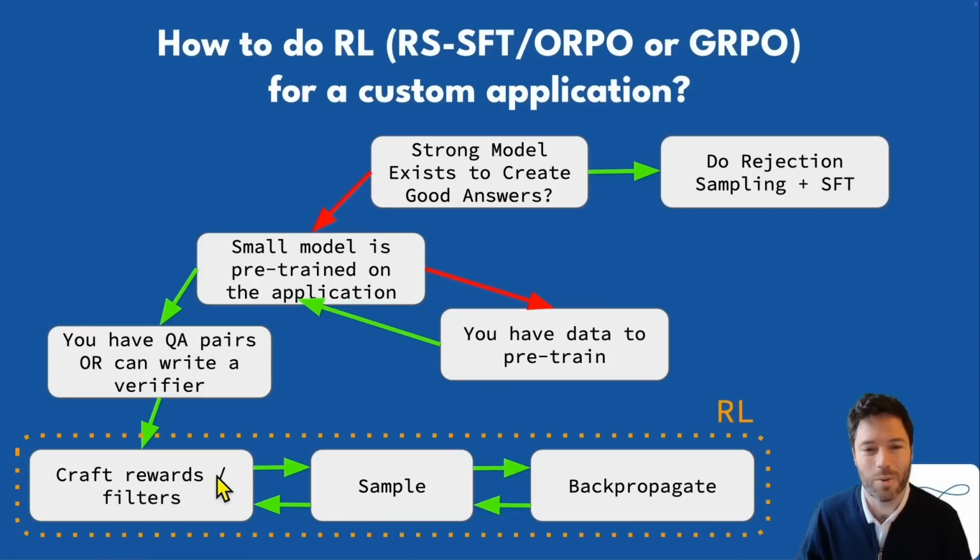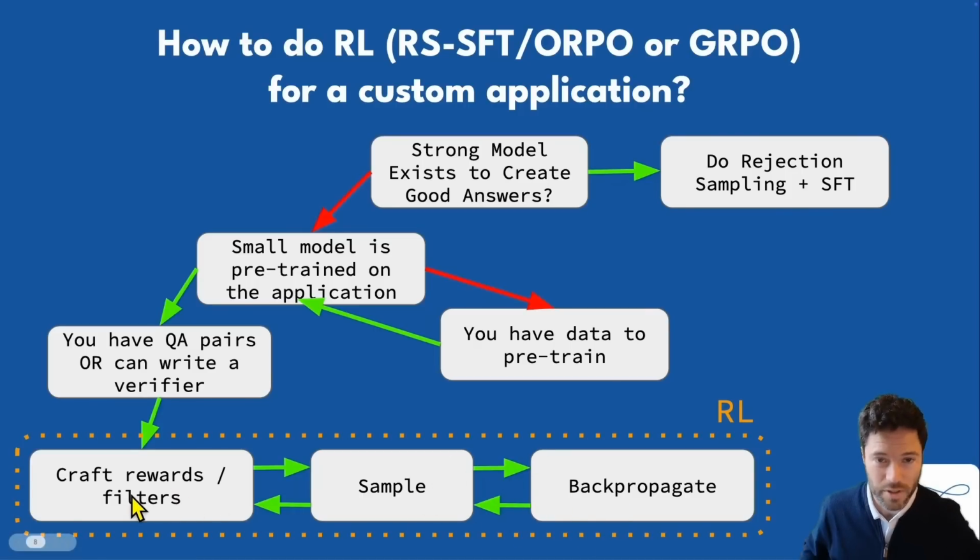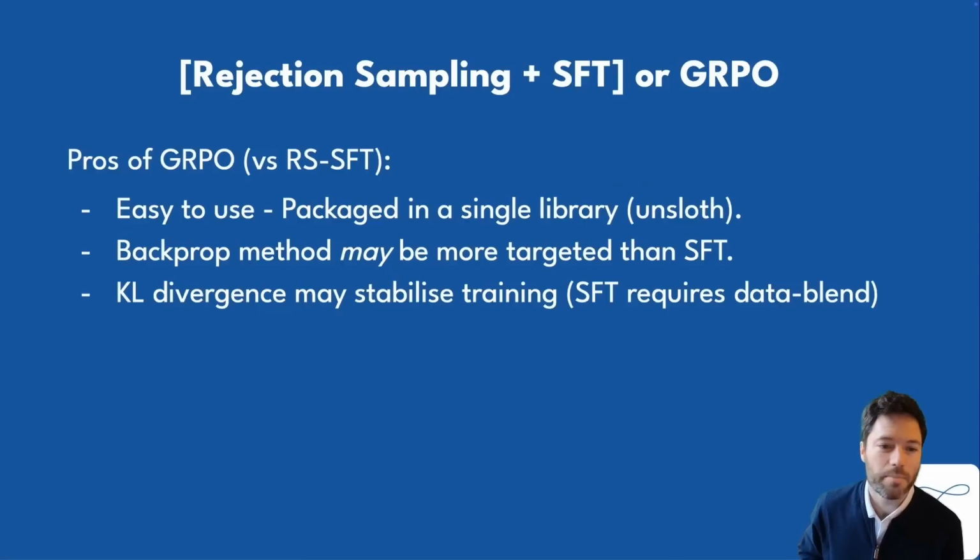And in RL, whether you do GRPO or RS, rejection sampling, supervised fine-tuning, you can start by crafting rewards or filters, which I've argued are somewhat equivalent. Then you sample, then you backpropagate, and then you repeat this process again, sampling and backpropagating, and then refining your rewards or filters to try and get the performance that you need. So this is kind of the flow I recommend.